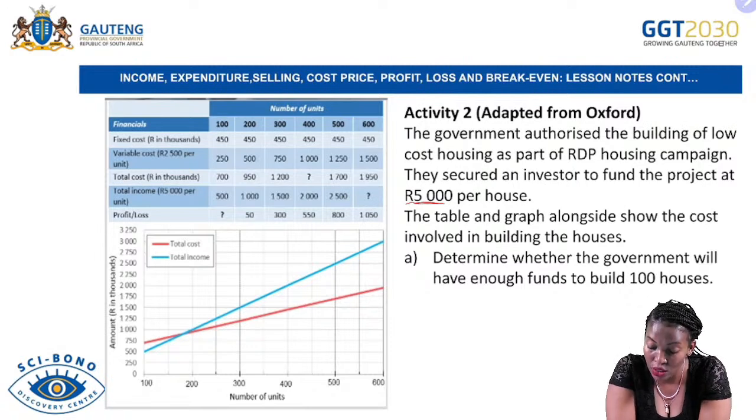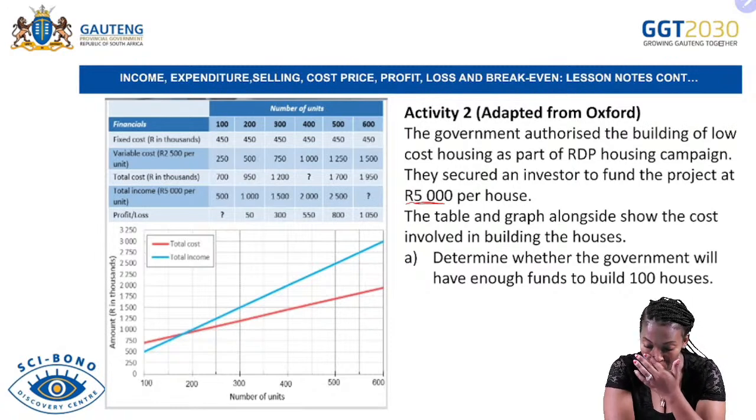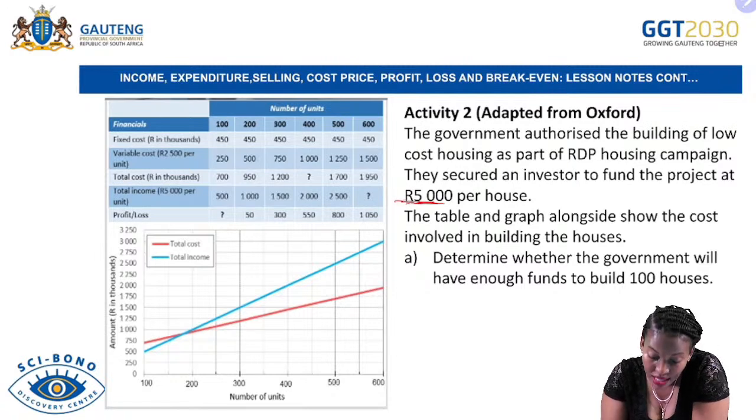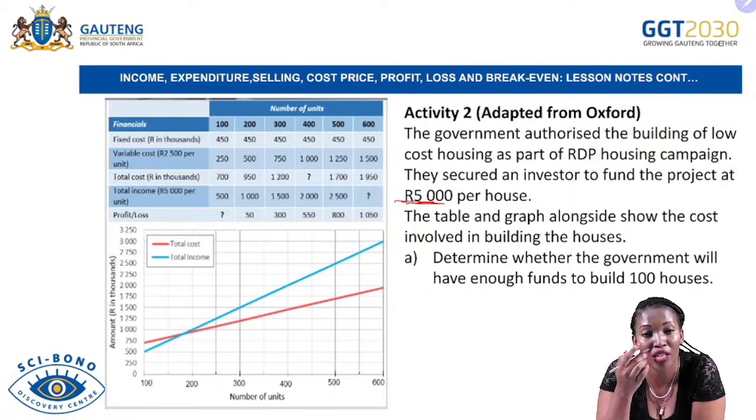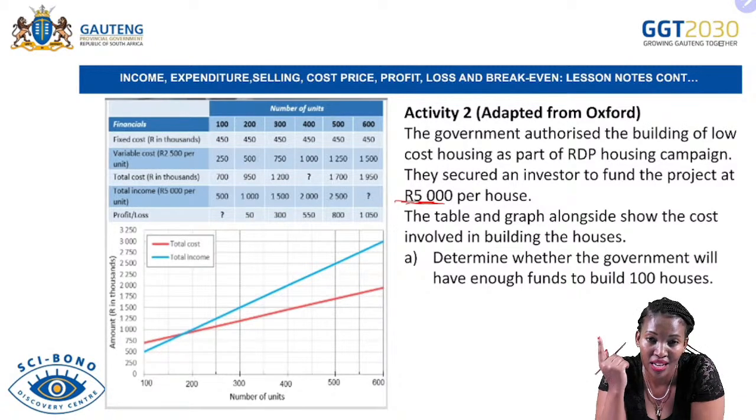So the government wants to build houses for people, and then they got a sponsor. A sponsor is someone that said, it's fine, I will come and I will pay for everything. So how much is the sponsor willing to pay? The sponsor says they are willing to pay 5,000 per house. So for every single house, the sponsor will pay how much? They will pay 5,000 rands to make sure that a house is built.